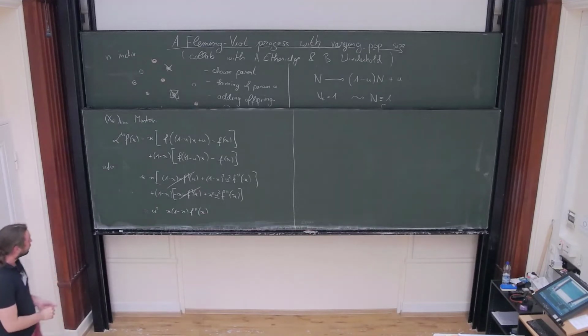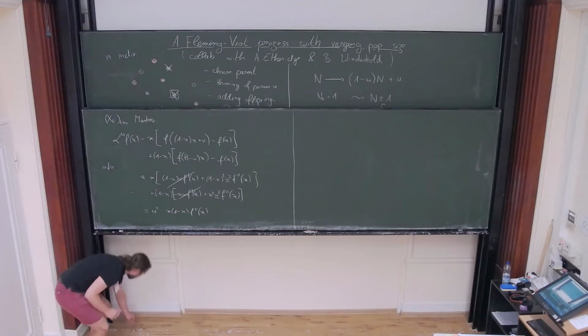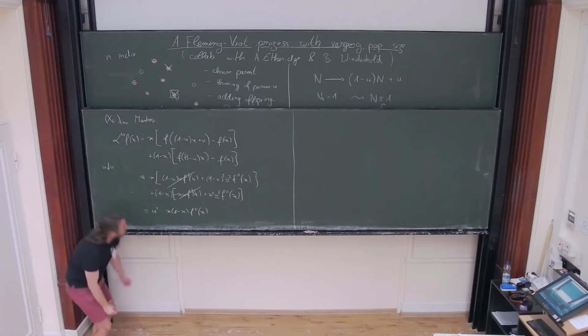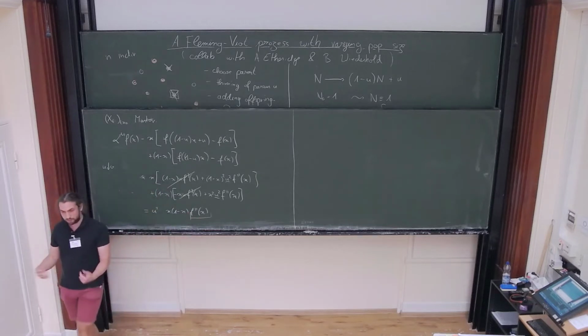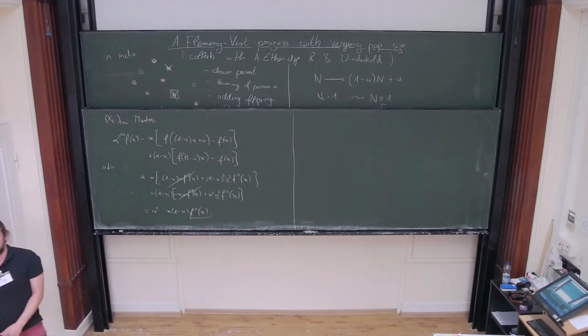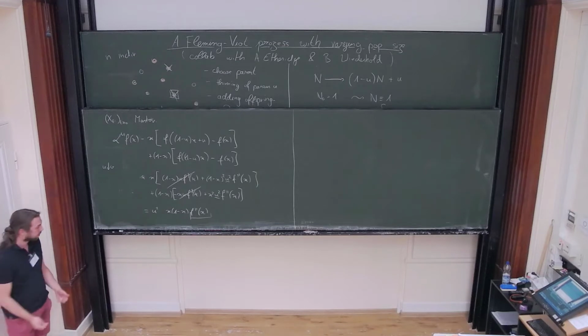Okay. So now what does that mean? So there are three things we need to worry about. The first thing is the second derivative. Second derivative means there's a diffusion part. Diffusion part means in the stochastic setting there's a Brownian motion.